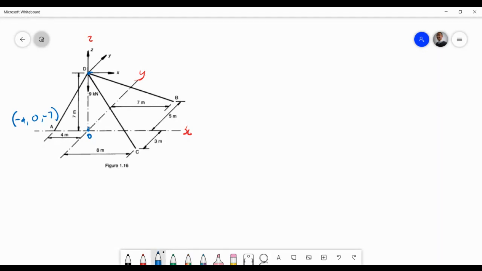It all makes sense. Okay, so let's look at B. B would be, and I'll give you enough examples to play around with, so don't worry, 7 positive y. That's a positive y going up, and of course it's all the same, so that's -7.